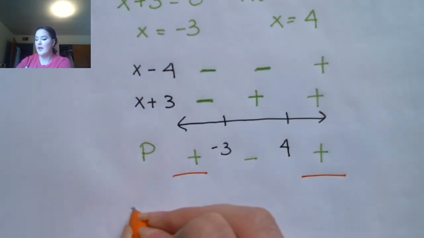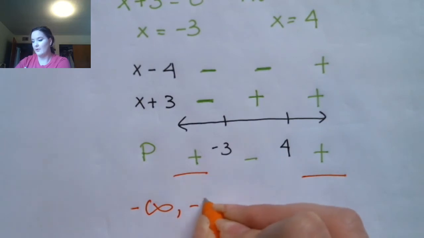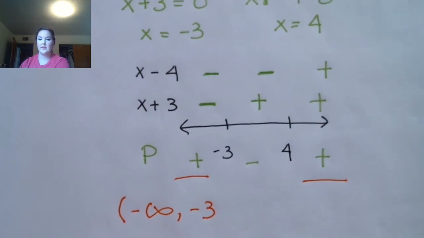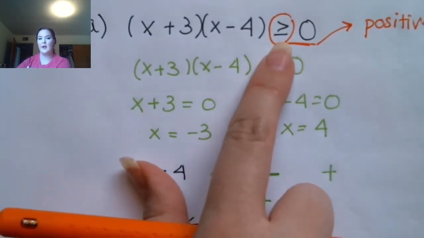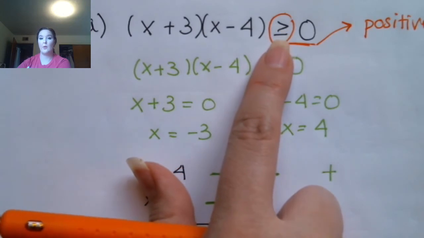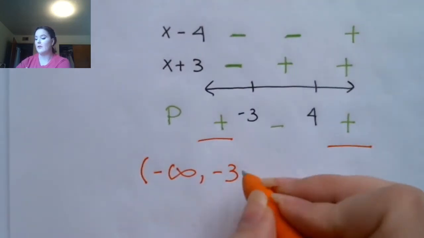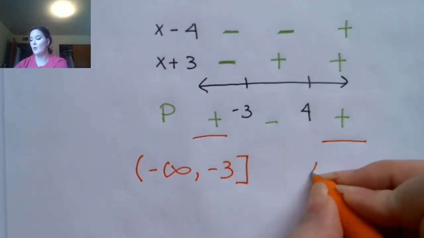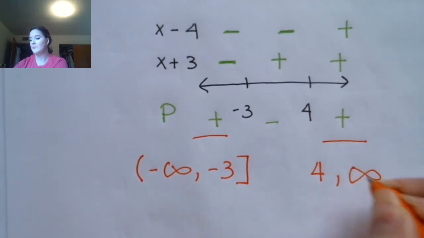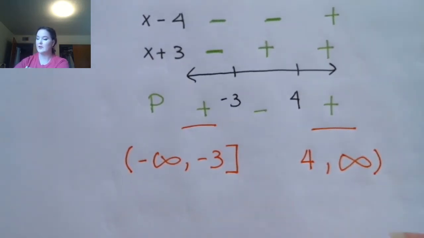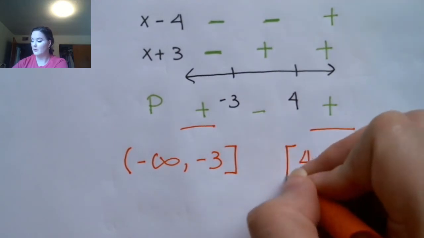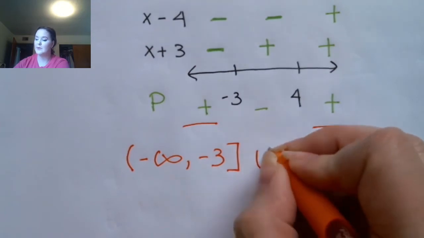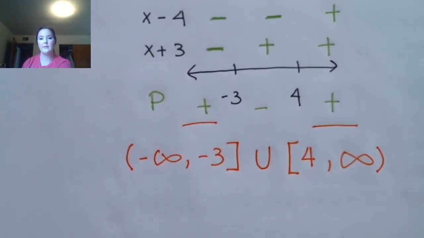Then I'm going to write an interval for this piece and this piece. So negative infinity up to negative 3. Always use parentheses here. And because it's greater than or equal to, I'm going to include it. All right, then 4 to infinity, always use parentheses. Greater than or equal to means I include 4. When I have the two intervals, I combine them using the union.